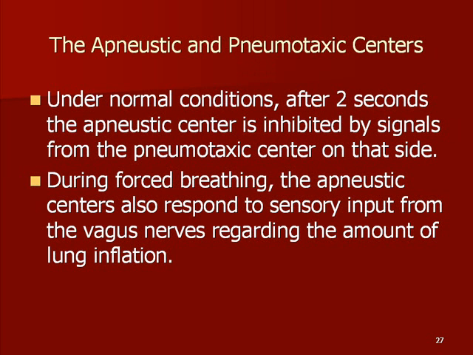During forced breathing, the apneustic center also responds to sensory input from the vagus nerves regarding the amount of lung inflation. Now, if you recall, the vagus nerve we talked about a little bit earlier in another portion of the respiratory lecture. The vagus nerve is a strong parasympathetic nerve. Remember, there are two autonomic nervous systems, the parasympathetic and the sympathetic system. The vagus nerve is primarily a parasympathetic nerve.